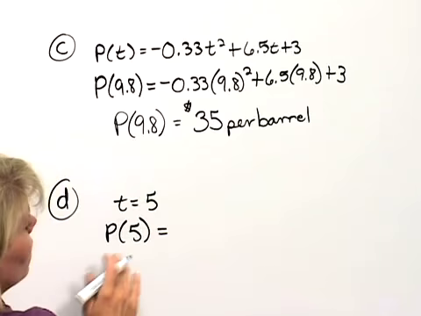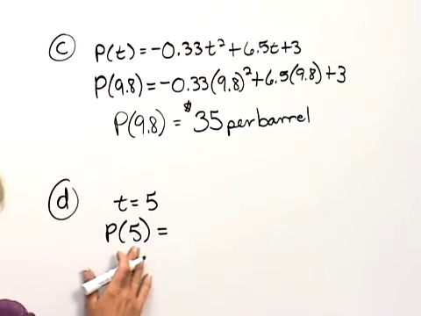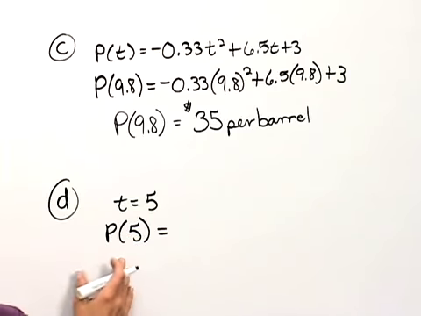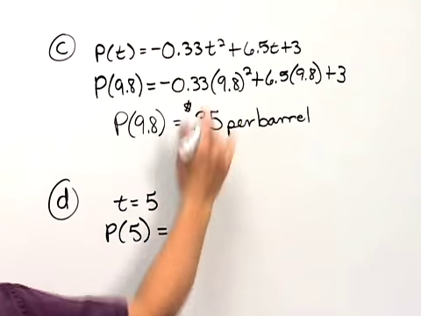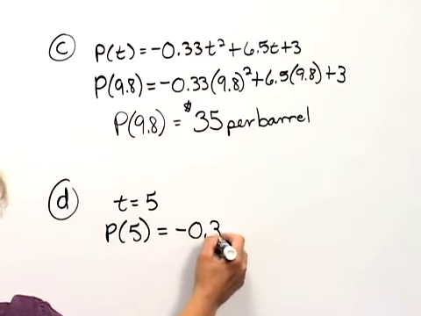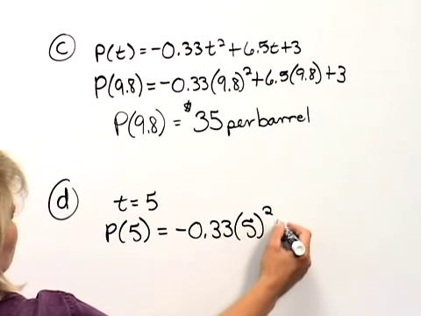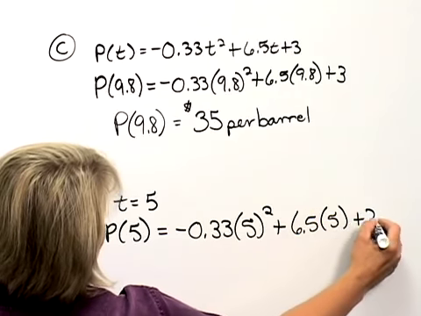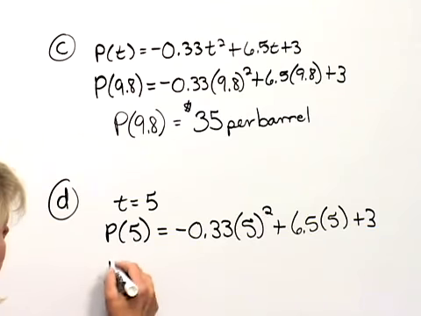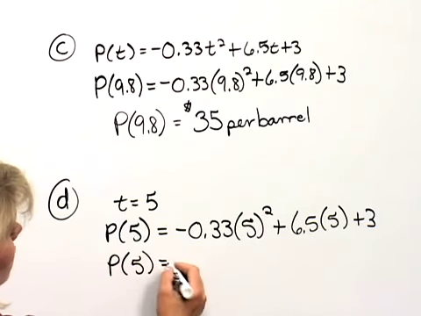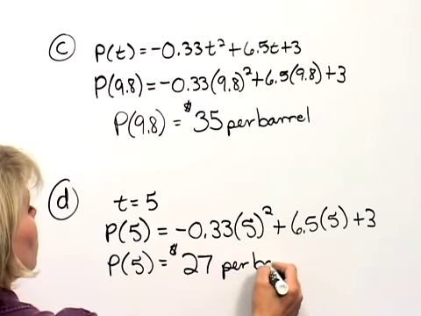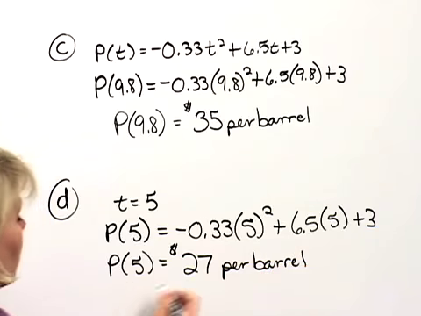Now, for the last part, we want to know what price we will have when t is 5, because t is 5 in 1974. So we're going to plug 5 into our equation. We have negative 0.33 times 5 squared plus 6.5 times 5 plus 3. If you calculate that out, you find out that P of 5 rounded to the nearest whole dollar is $27 per barrel, which would be the price of the crude oil in 1974.